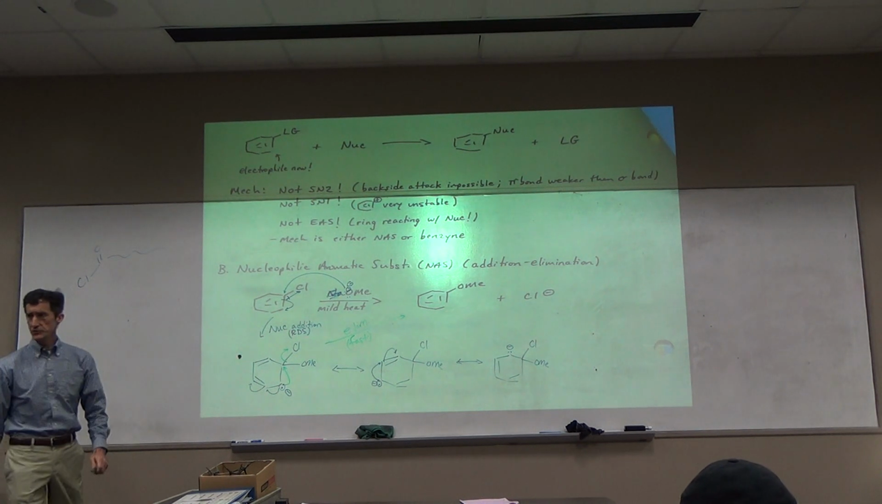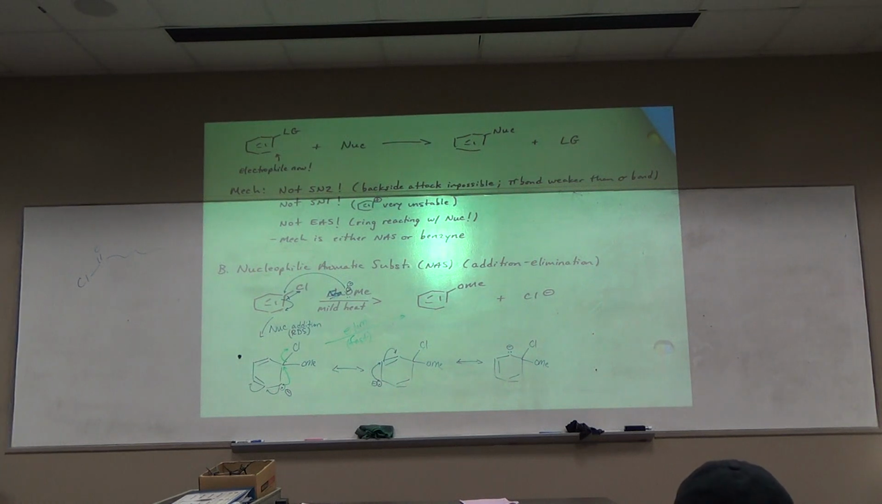Which step does the leaving group leave in? The rate determining step or the fast step? Clearly, it's the fast step. Which step does the leaving group leave in SN1 or SN2? Rate determining step, SN1, SN2. In this mechanism, the leaving group leaves in the fast step.